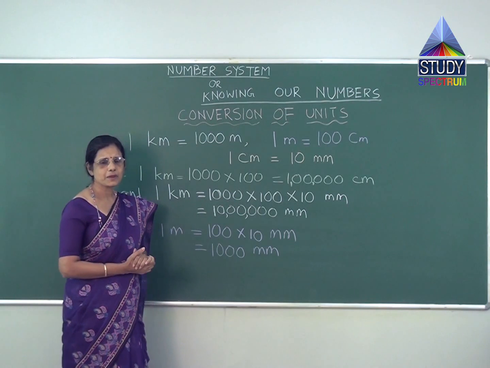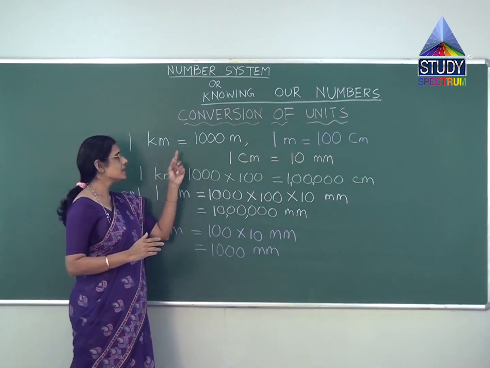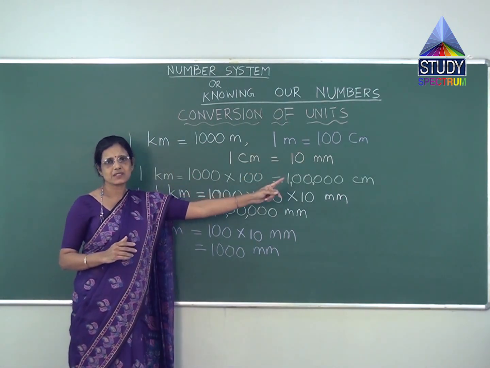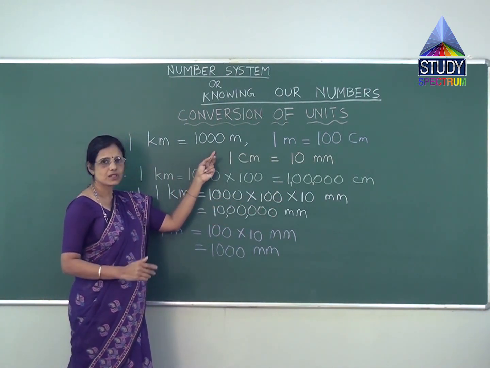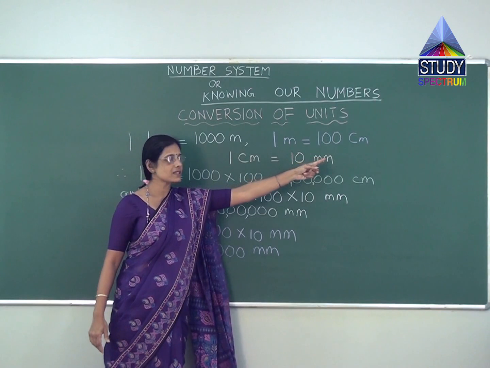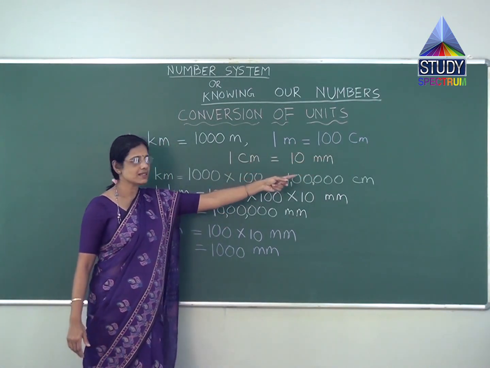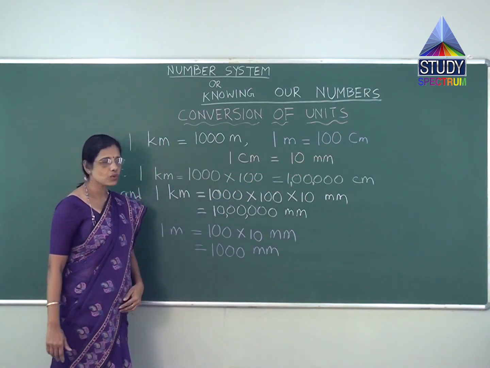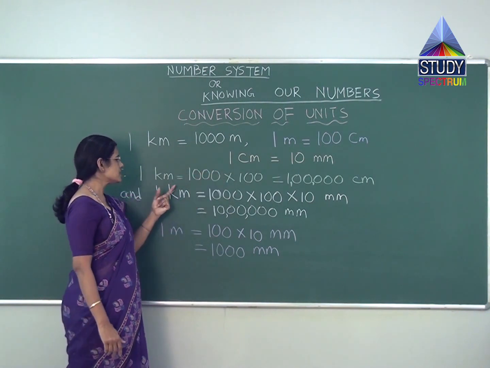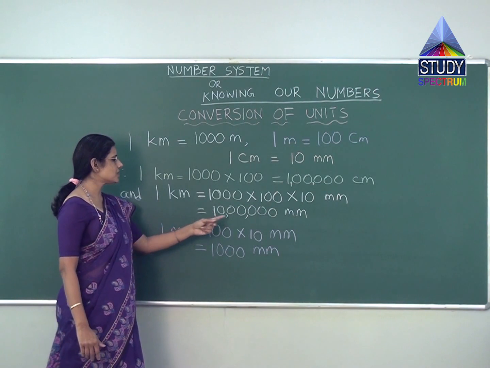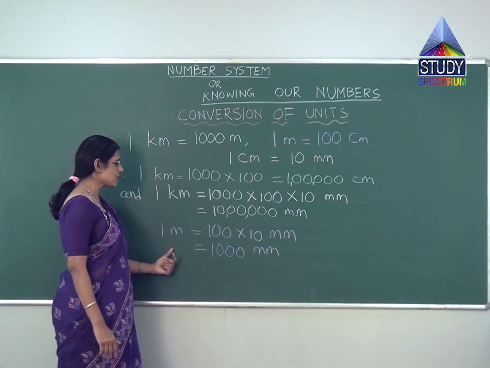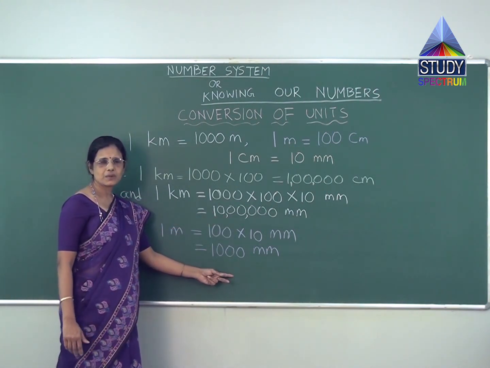Okay, so again I am repeating. For the distance, kilometer, meter, centimeter, millimeter generally we use. That is 1 kilometer, 1000 meter, 1 meter, 100 centimeter, 1 centimeter, 10 millimeter. You can please note down, it is very important. So 1 kilometer equal to 1 lakh centimeter and 1 kilometer equal to 10 lakh millimeter. 1 meter equal to 1000 millimeter.